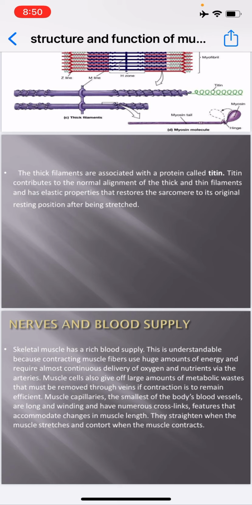Muscle capillaries, the smallest of the body's blood vessels, are long and winding and have numerous crosslinks, features that accommodate changes in muscle length. They straighten when the muscle stretches and contort when the muscle contracts. So, with this, we complete the second part of this lecture. The rest we will cover in the third part.